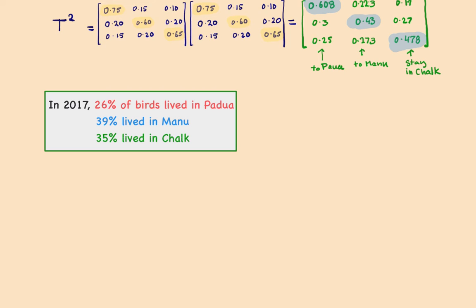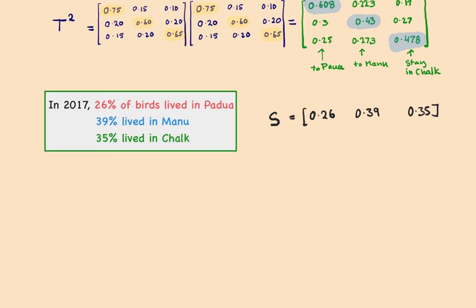And now in 2017 we have 26% living in Pau, 39% living in Manu, and 35% living in Chalk. And this is given to us as the initial state so that we can find the expected population on each island at different times. This information can be used to write the steady state matrix. And now that we are given the initial state matrix, we can multiply this matrix by the transition matrix to find what the expected population on each island will be.